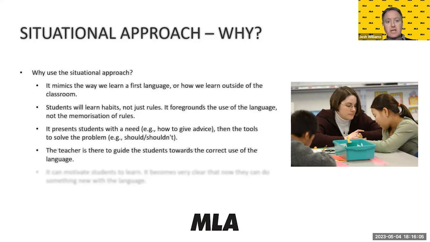Also, the teacher is there to guide the students towards the correct use of the language. We're not saying, okay, everyone listen to me, should, shouldn't, let's talk about that. No, what you're sort of providing is a situation, and then the teacher can encourage them. Obviously, the teacher needs to be there to just say what is correct. In the end, the teacher is maybe the only person in the class who can use it correctly.